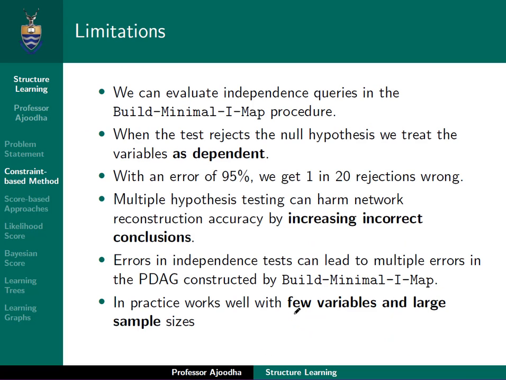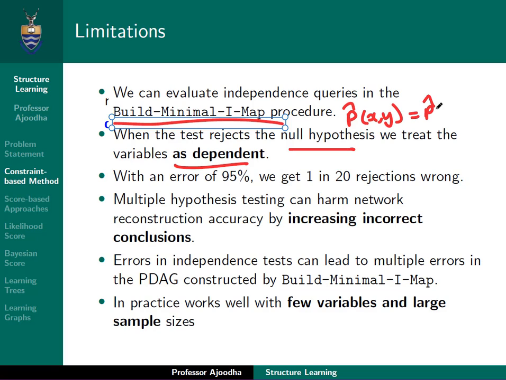Okay, so what are the limitations then? We can evaluate independence queries using that procedure that I gave you in the beginning of the course. And when the tests reject the null hypothesis, then we treat the variables as dependent. The hypothesis was that the empirical distribution of the two is mutually independent. So if we reject this, it means that this is not true and therefore they are dependent. Okay, so what's the issue with this method?